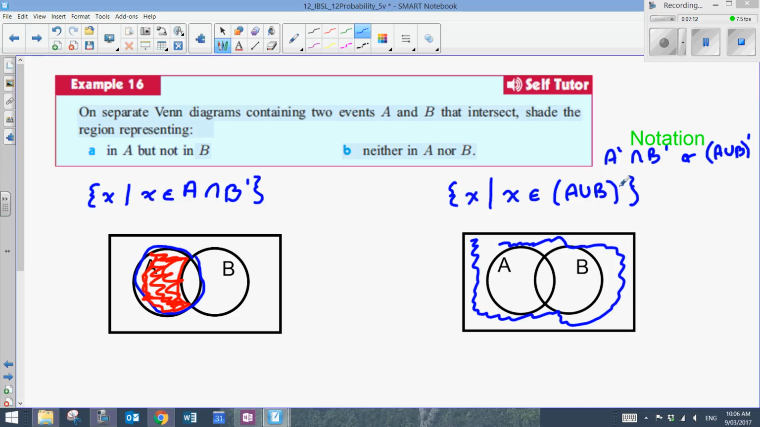All right, so just think about what you're actually describing. What part of the Venn diagram do you actually want to be talking about? And then we'll have to set up using our notation correctly.